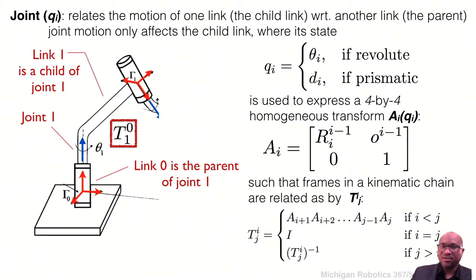If we represent this transform for all of our joints that are connecting these links together, we can figure out the relationship between any link in our robot. We can find the metric relationship in workspace between any link in our robot. And so T_ij right here just basically says that. And so we can multiply these matrices together.